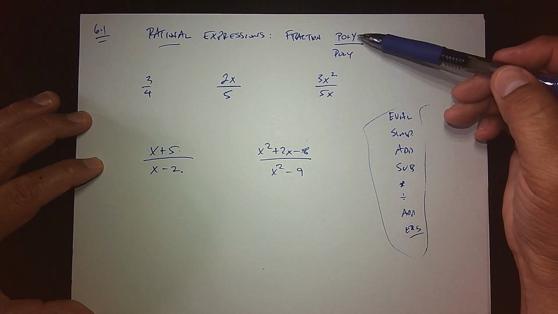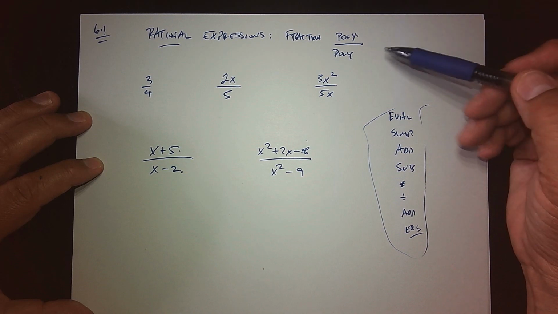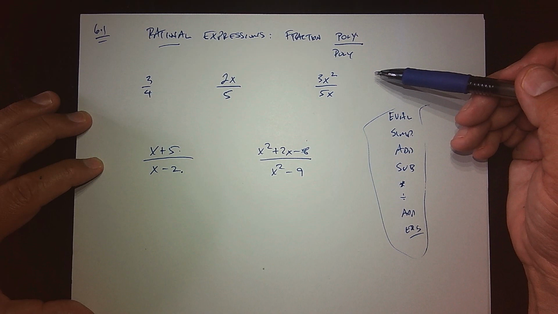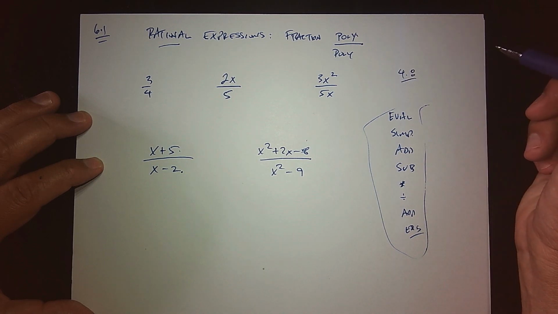So it all begins with this idea that we're just taking a polynomial divided by a polynomial. It's essentially polynomial division. All right, and we kind of talked about that way back when in 4.8, but it's on steroids throughout chapter 6.